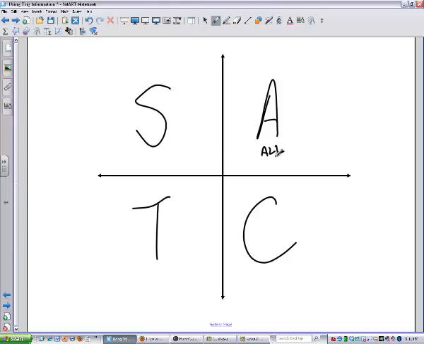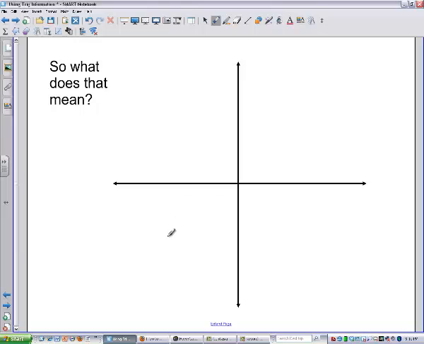Some people might remember it with all students take calculus, or caution, or Columbus Day off, something like that. So all students take calculus gives us an idea of which one's positive or negative in the first, second, third, and fourth quadrant. What does it all mean? That's the $64,000 question. So what does it all mean?